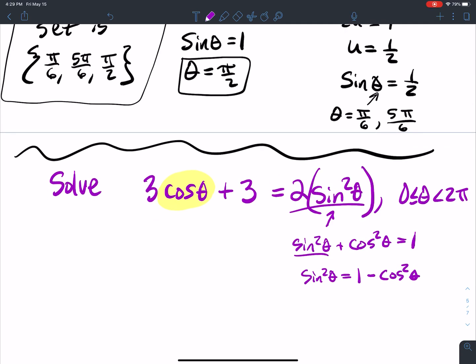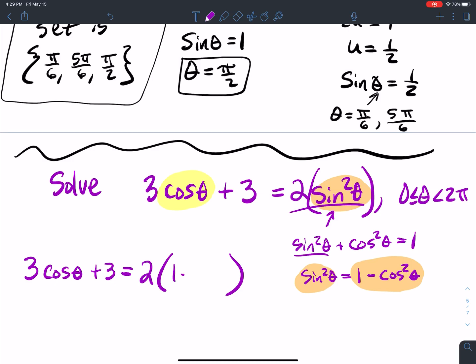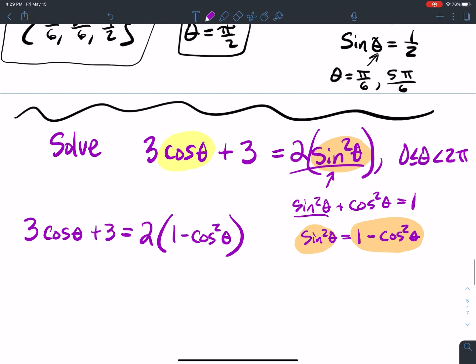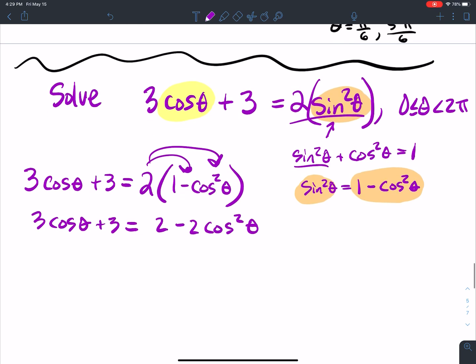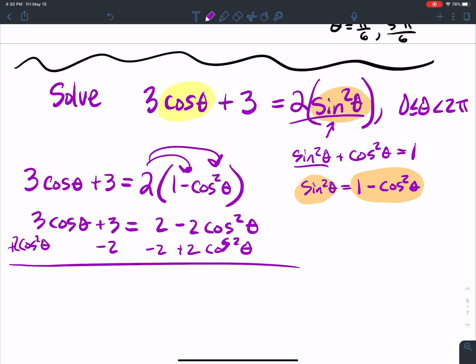Okay? So I'm going to replace this, and so my new equation is 3 cosine theta plus 3 equals 2, and then in parentheses I'm going to substitute. What am I going to substitute? Sine squared theta equals 1 minus cosine squared theta. Okay? Now I'm going to distribute, so I have 3 cosine theta plus 3 equals 2 minus 2 cosine squared theta. So we'll move everything over to one side, equal to 0, to put a quadratic in terms of cosine. I'm going to subtract 2 and add 2 cosine squared theta. So I have 2 cosine squared theta plus 3 cosine theta plus 1 equals 0. Okay?